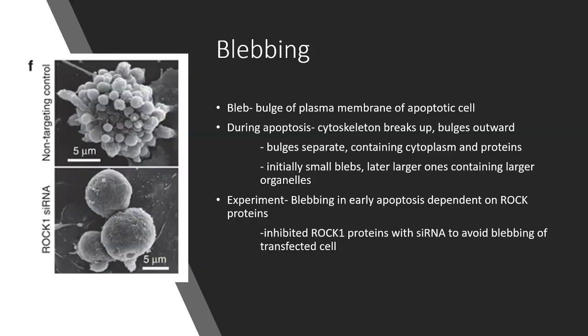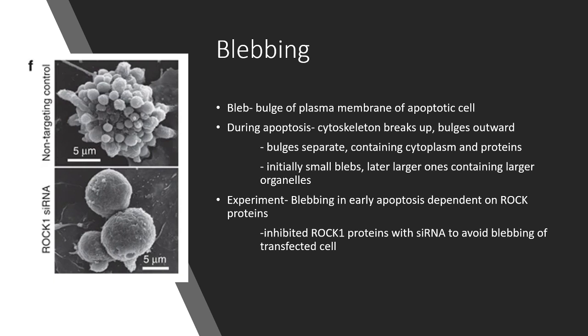One of the other biochemical hallmarks of apoptosis is blebbing. Blebs are bulbs of plasma membrane of cells that are going through apoptosis. During apoptosis, the cytoskeleton breaks up and bulbs bulge outwards. These bulbs separate and contain some cytoplasm and proteins. At first, the initial blebs are small and only contain cytoplasm and proteins. Later, through apoptosis, the blebs are larger and contain larger organelles such as the nucleus.